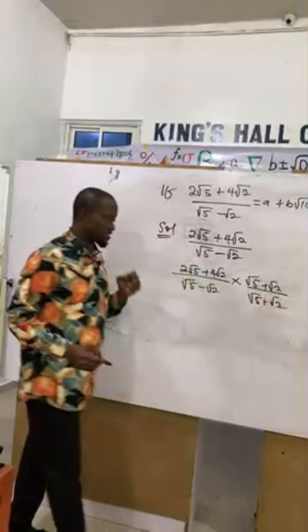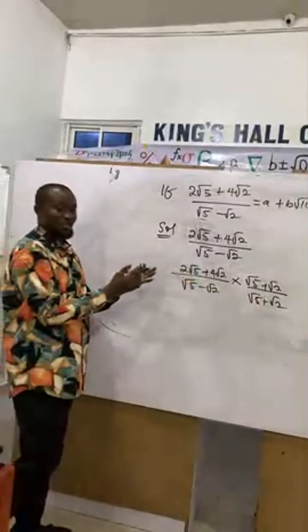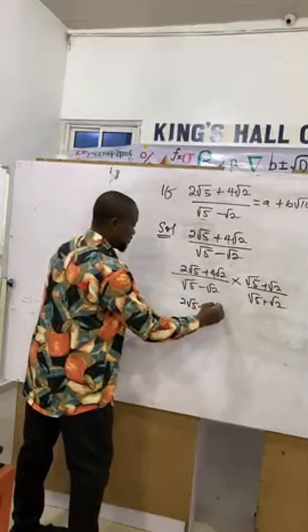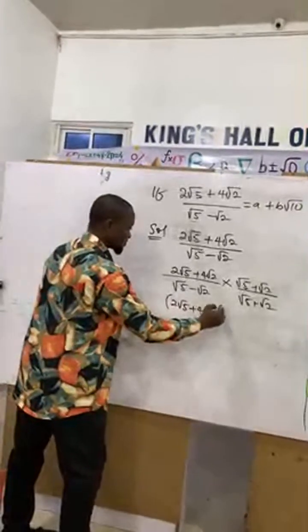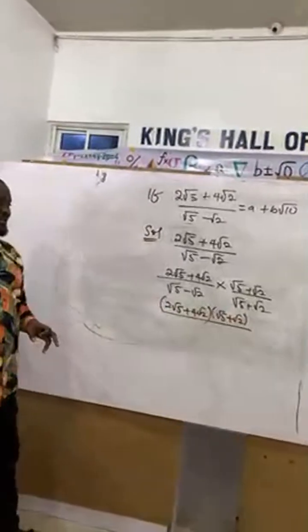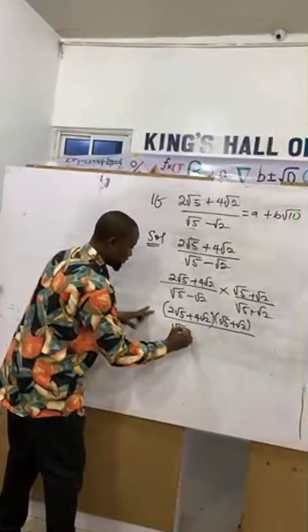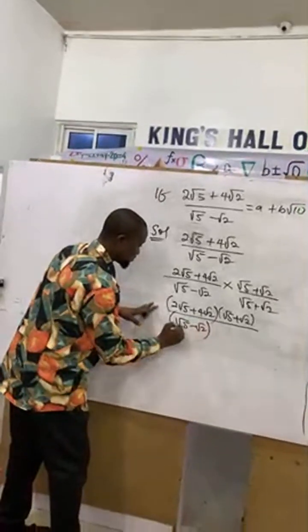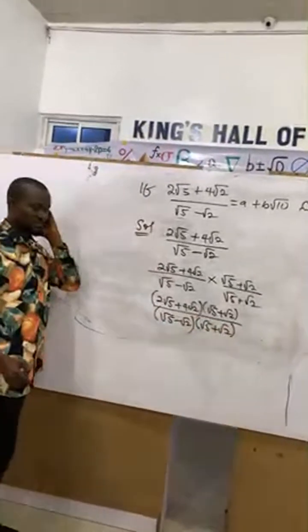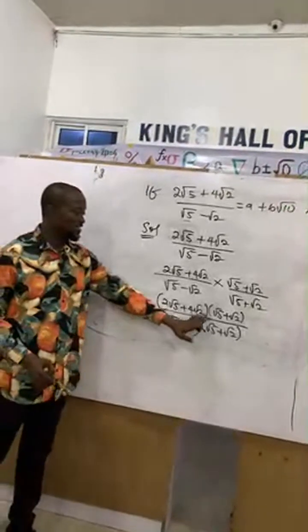So now when we do that, we have to multiply. Bring this together. We have 2 root 5 plus 4 root 2 over root 5 plus root 2. That is for the up. Okay? For the down, what do we have? Root 5 minus root 2, then root 5 plus root 2. Have you seen that? So we have to multiply this.